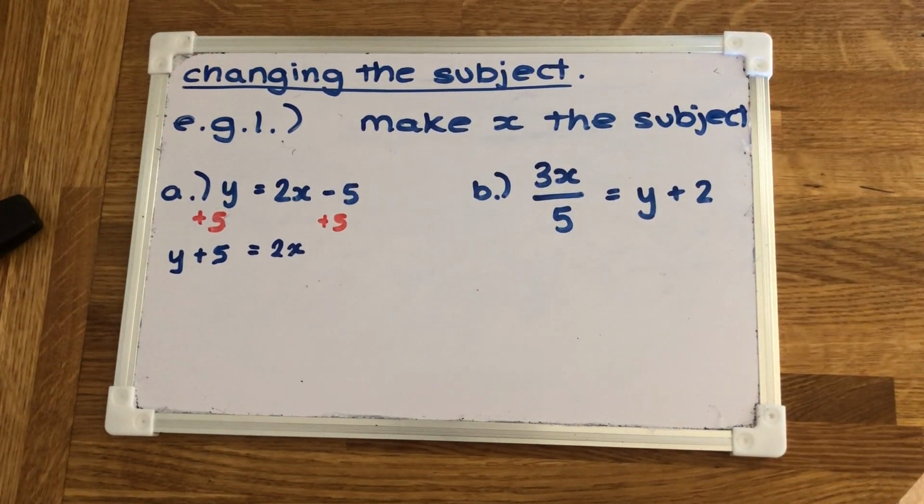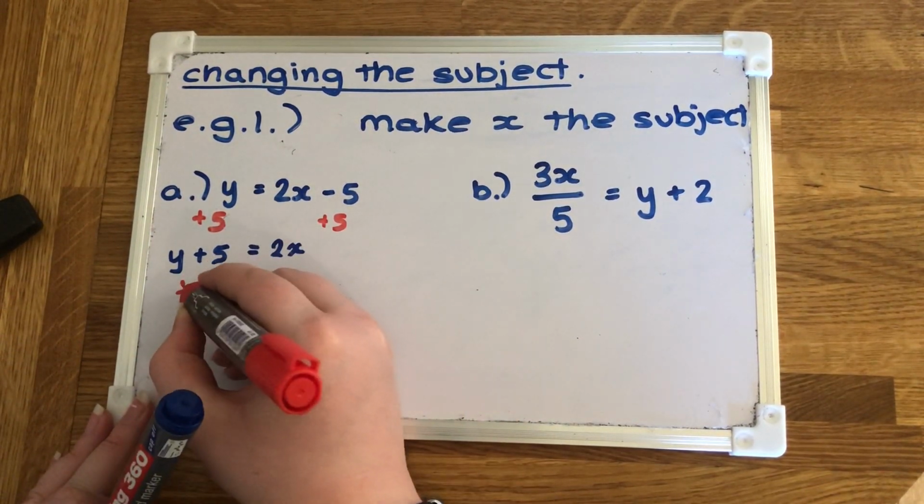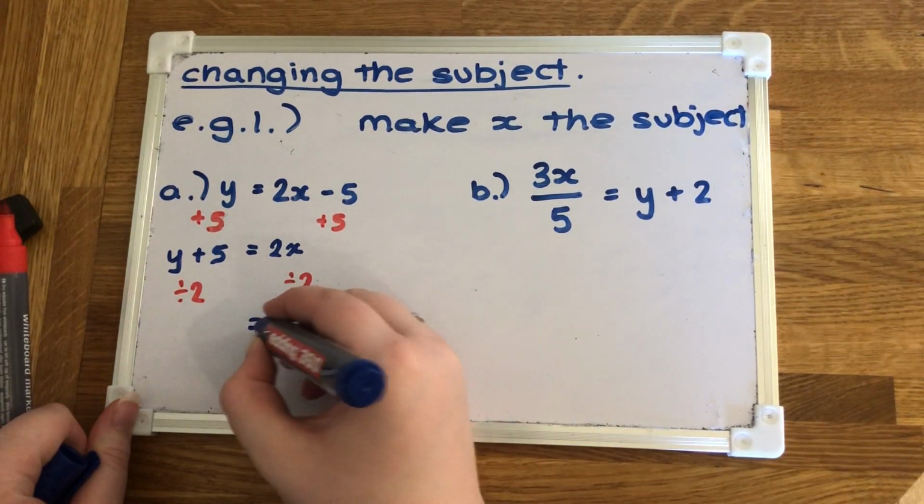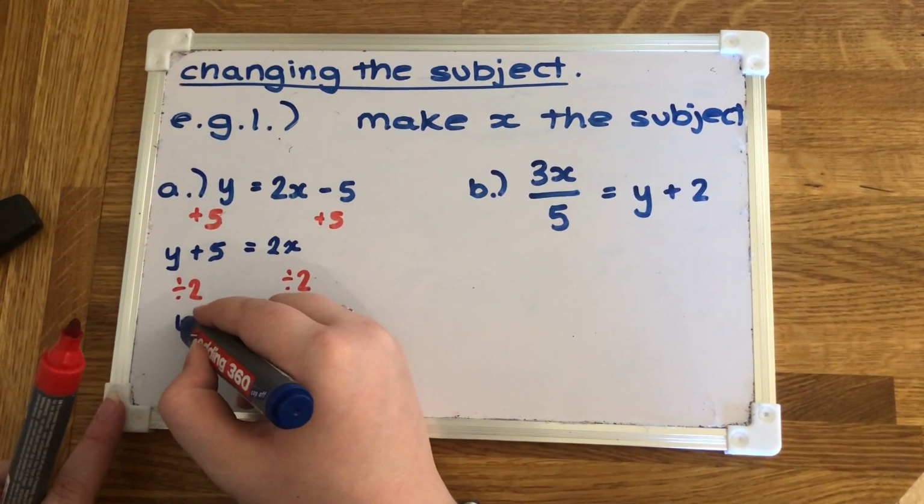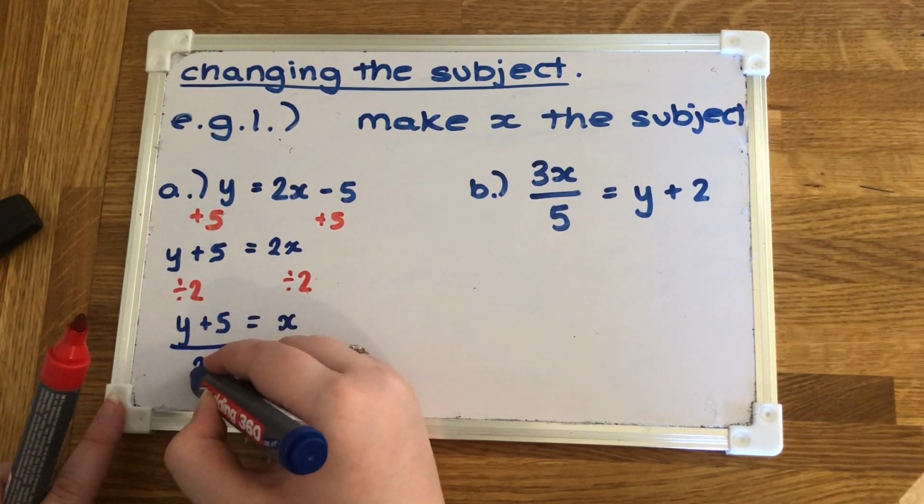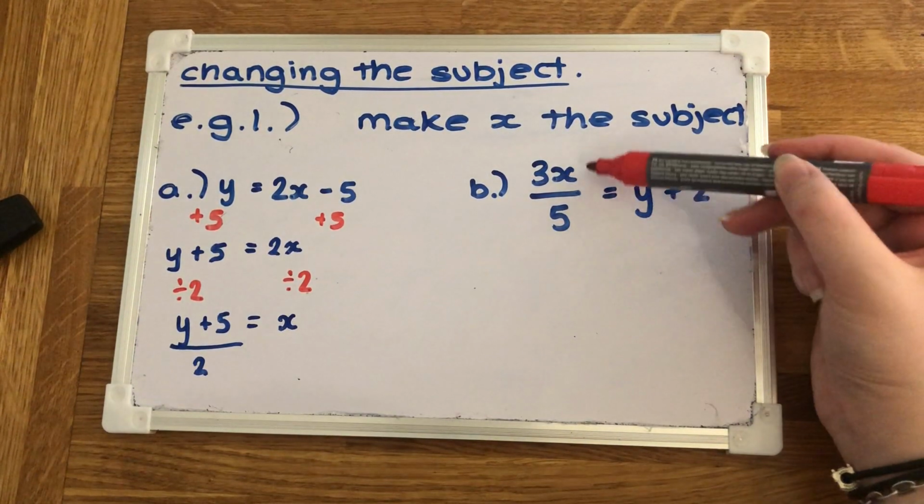The next part, we've got 2x at the moment, we just want 1x, so I'm going to have to divide both sides by 2. Then on the right hand side we'll be left with what we wanted, x equals. Now on this side, the easiest way is just to leave it as a fraction, so we'll still have the y plus 5 there, and then we need to divide it by 2. Alternatively, you could put a bracket around it and then put a half at the front, but to be honest, that's more than enough.